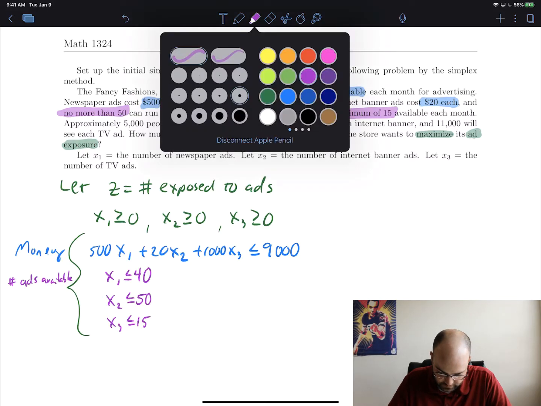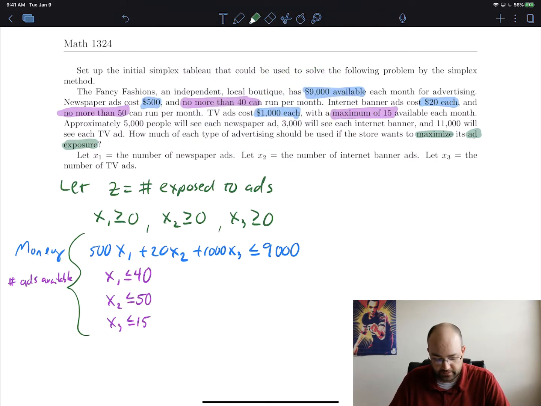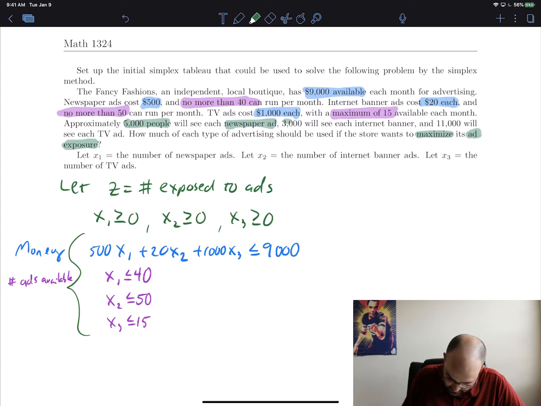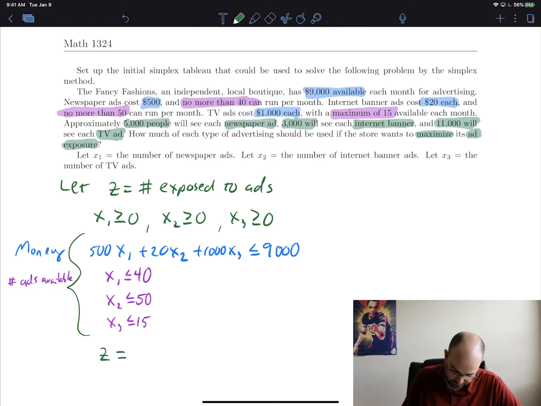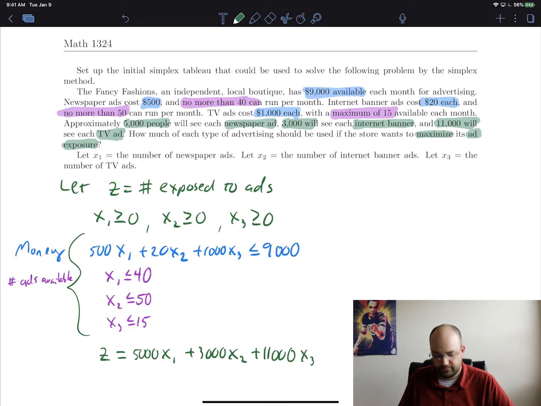Now, what's left over is actually our objective. 5,000 will see each newspaper ad, 3,000 will see each internet banner, and 11,000 will see each TV ad. So that means that Z is equal to 5,000x1 plus 3,000x2 plus 11,000x3. Looking through here, have I used all of the information? I believe I have. So there we go.